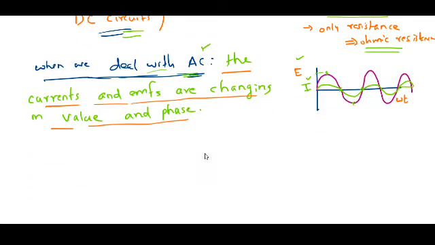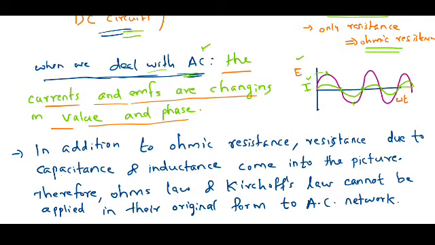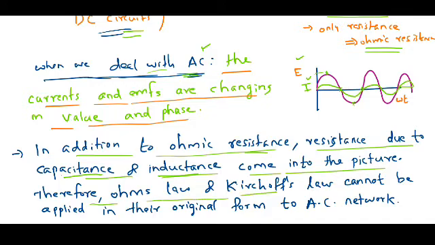And what is the impedance met in the AC circuits? That is, in addition to the ohmic resistance, resistance due to capacitance and resistance due to inductance come into the picture in the case of AC circuits. Therefore, Ohm's law and Kirchhoff's law cannot be applied in their original form to AC networks. That is, in the AC network, we use capacitors, inductance, and also resistance.